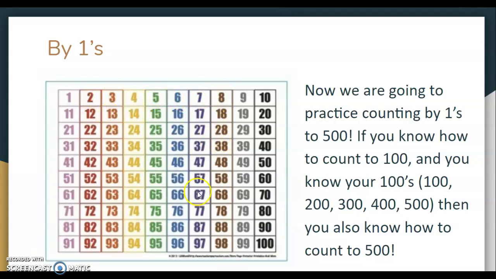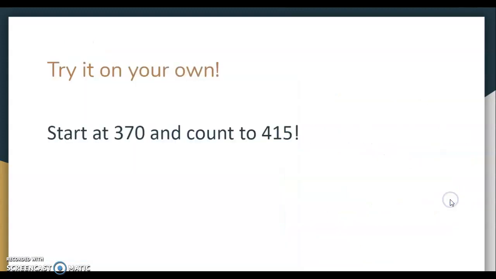You go through the whole chart until you get back down. Then after 200 comes 300, then 400, and then 500. So that's a few tips to help you count all the way from 1 to 500. All right, let's practice together. Start at 370 and count to 415. So go ahead and try that on your own, and then we will do it together.